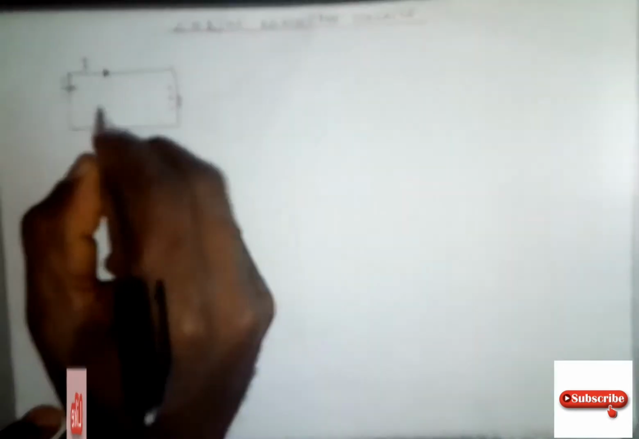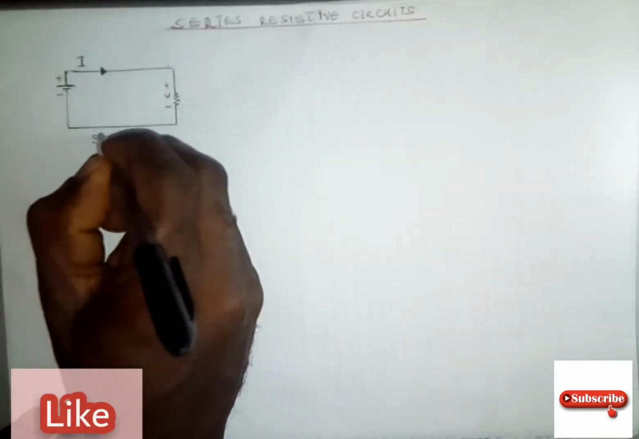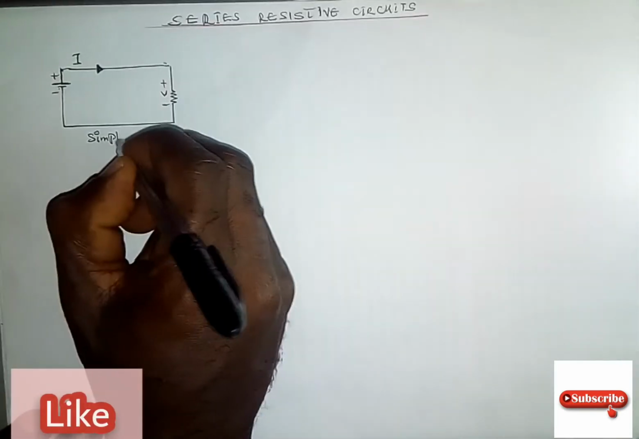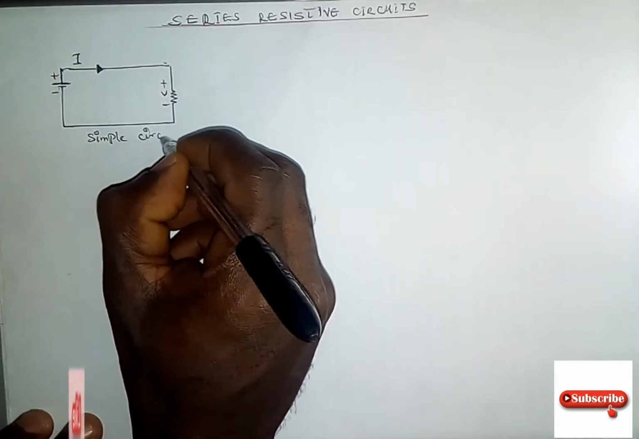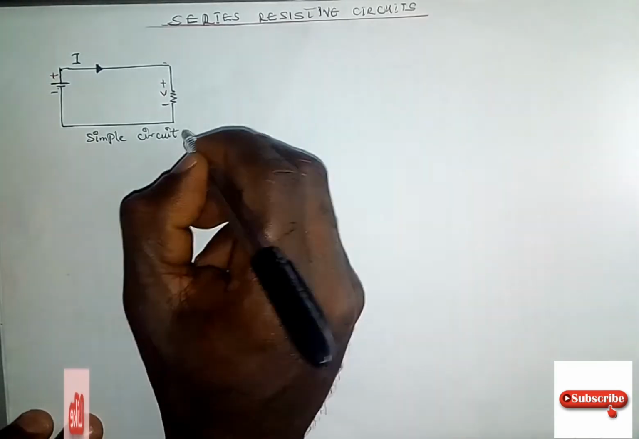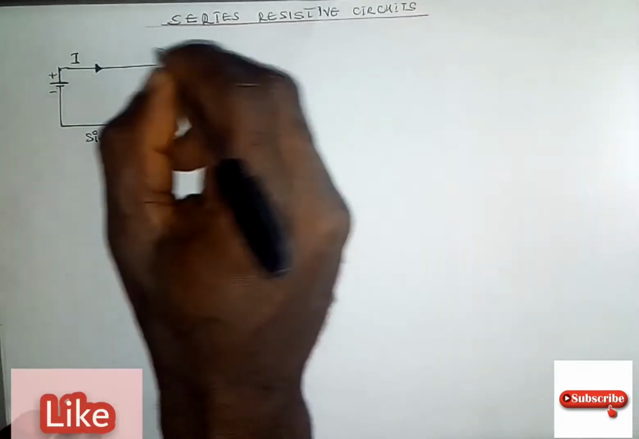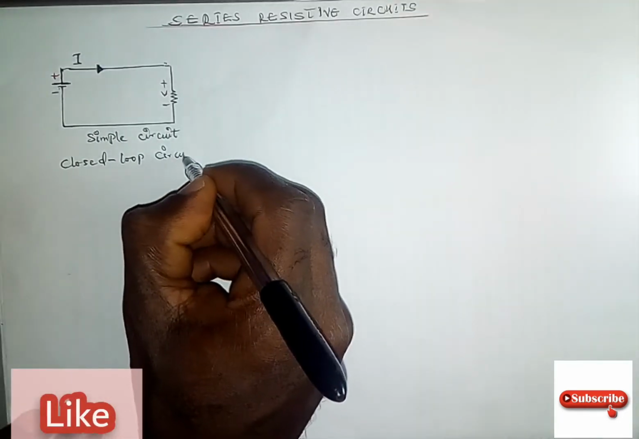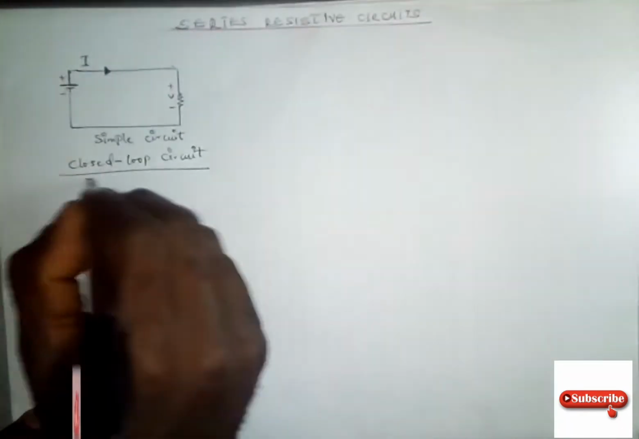Let's quickly name this one a simple circuit. In another way, it is called a closed loop circuit. So that's another name for it.